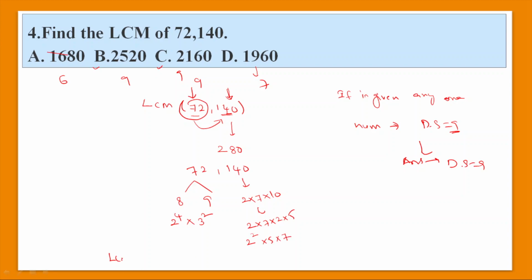So I need to find the LCM here. Among 2 power 4 and 2 square, which is the highest? Power 4 will be the highest, and then 3 square, 5 and 7. 2 power 4 will be 16, times 9, and 5 into 7 will be 35. 16 times 9 is 144, into 35. If I multiply this, I'll get the answer as 2520. So the LCM of 72, 140 will be 2520.